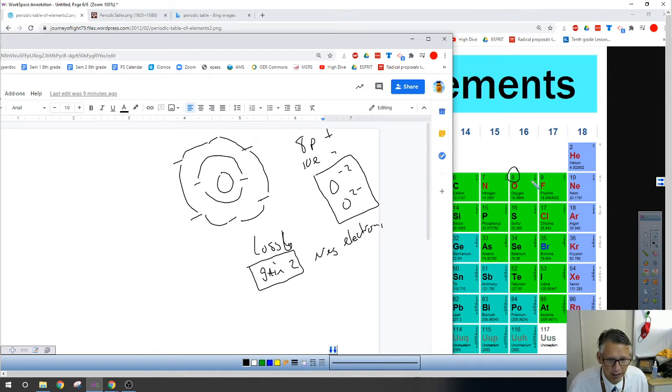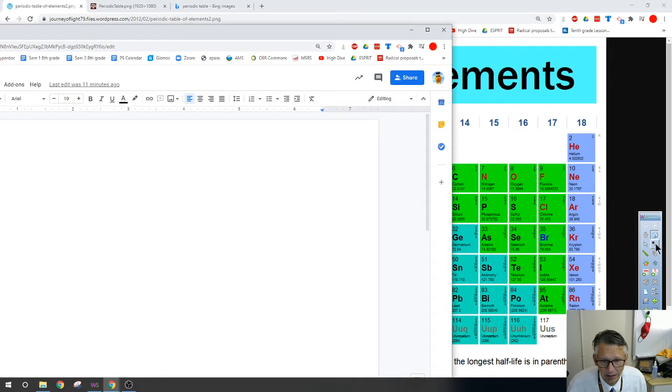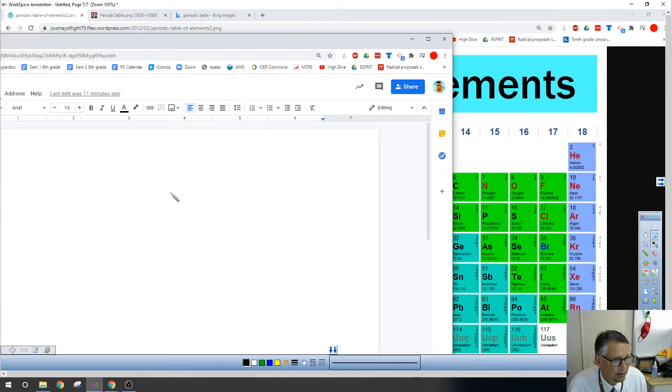So let's take a look at another one. Let's take a look at neon. Neon's atomic number is 10. So that means it has 10 protons and 10 electrons. That's 2 electrons in the innermost shell.